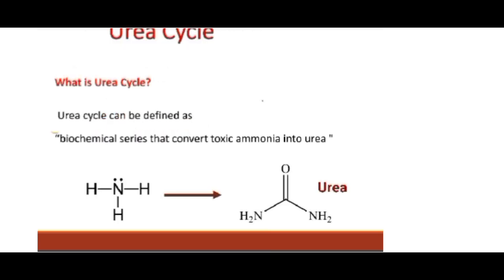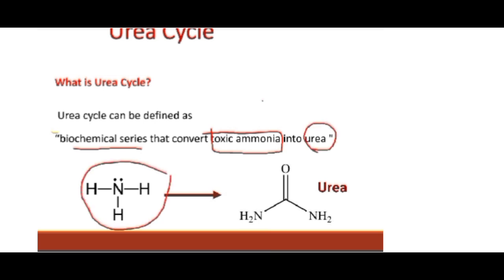Okay, now what is the urea cycle? The urea cycle can be defined as a series of biochemical reactions that convert toxic ammonia into a less toxic form that is called urea. So basically this is the ammonia compound and this is urea. We carry out this cycle because we want to convert this ammonia, which is a very toxic compound, into a less toxic form that is called urea.